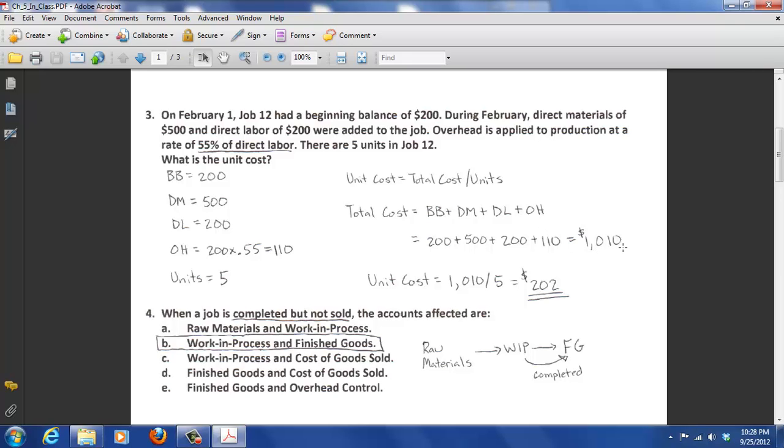So from there, we have all the values that we need to calculate our unit cost. Just divide that $1,010 by 5. You see that our unit cost here is $202 per unit.